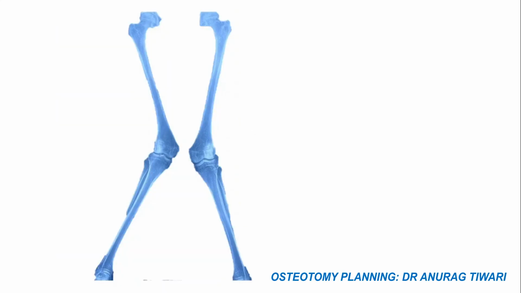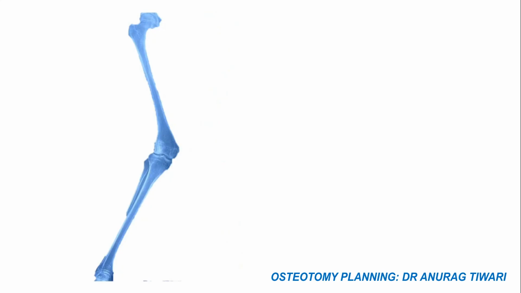So let's see, we remove the soft tissue and we will only concentrate on the right side. So just focus here. I want to correct this deformity, so I will do the osteotomy in the distal femur. So this is the mechanical axis. Here you can see too much of valgus is there.